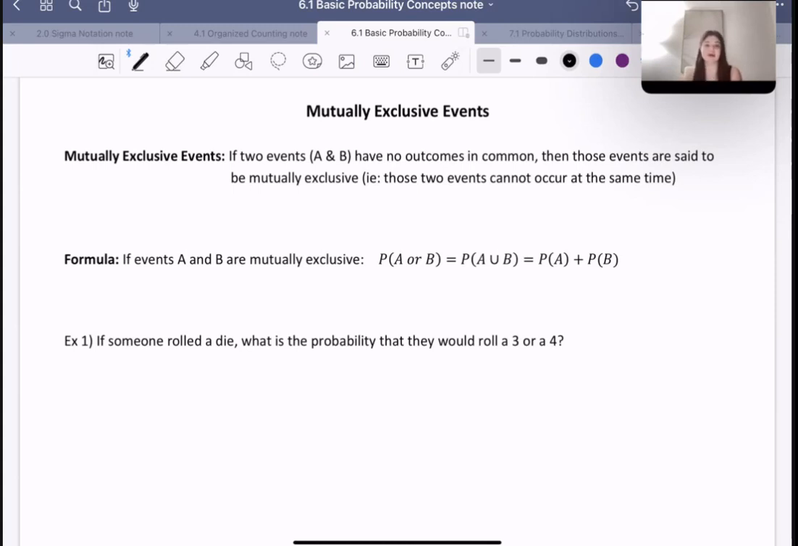This isn't possible, right? Or, for example, what are some examples of events that are not mutually exclusive, though? An example is being a dog owner and being a cat owner. It's possible for someone to own both a dog and a cat. So that would not be mutually exclusive because it's possible for the same person to own both, right?